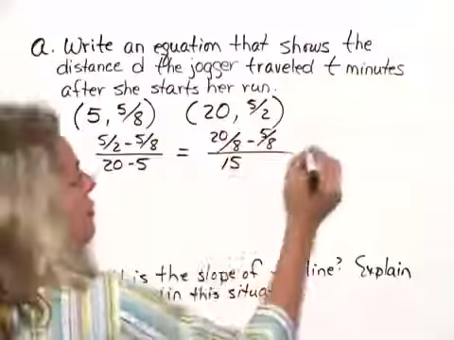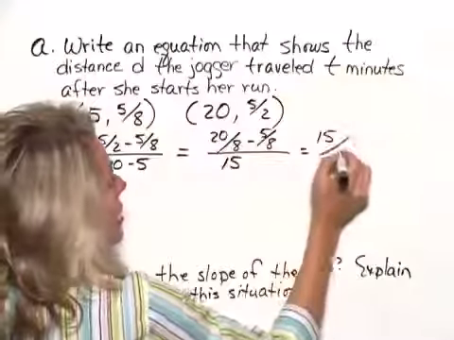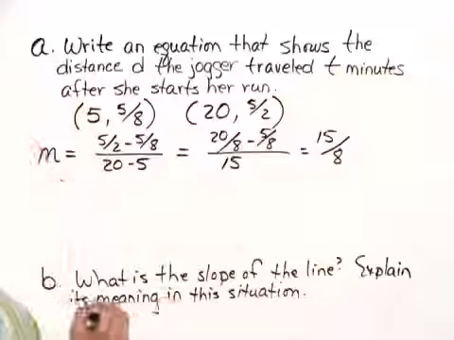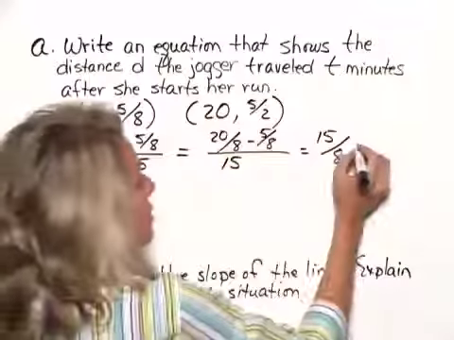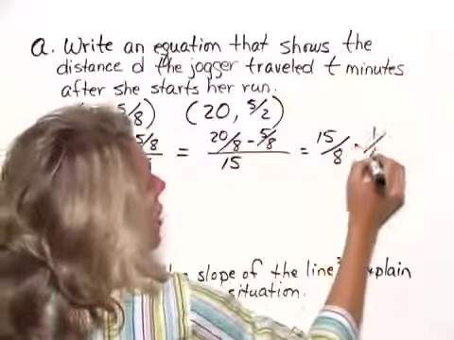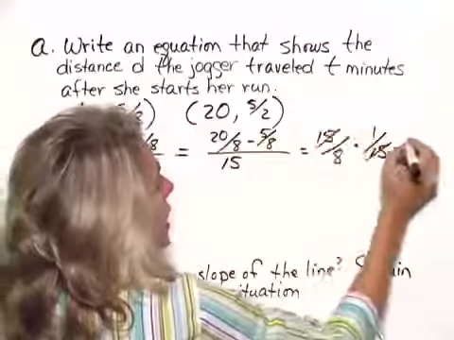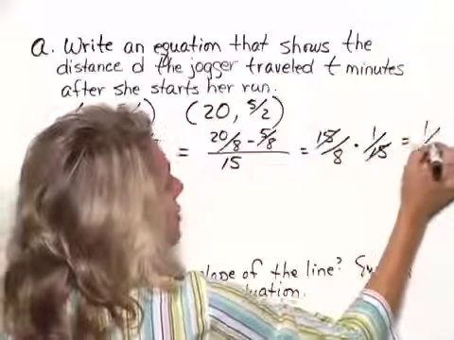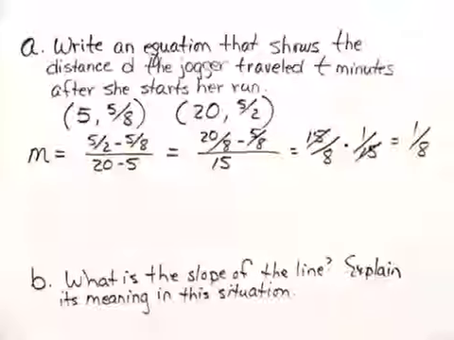That gives me 15/8 in the numerator. And I want to divide by 15, which is the same as multiplying by 1 over 15. And those cancel, the 15s do, leaving me with a slope of 1/8.